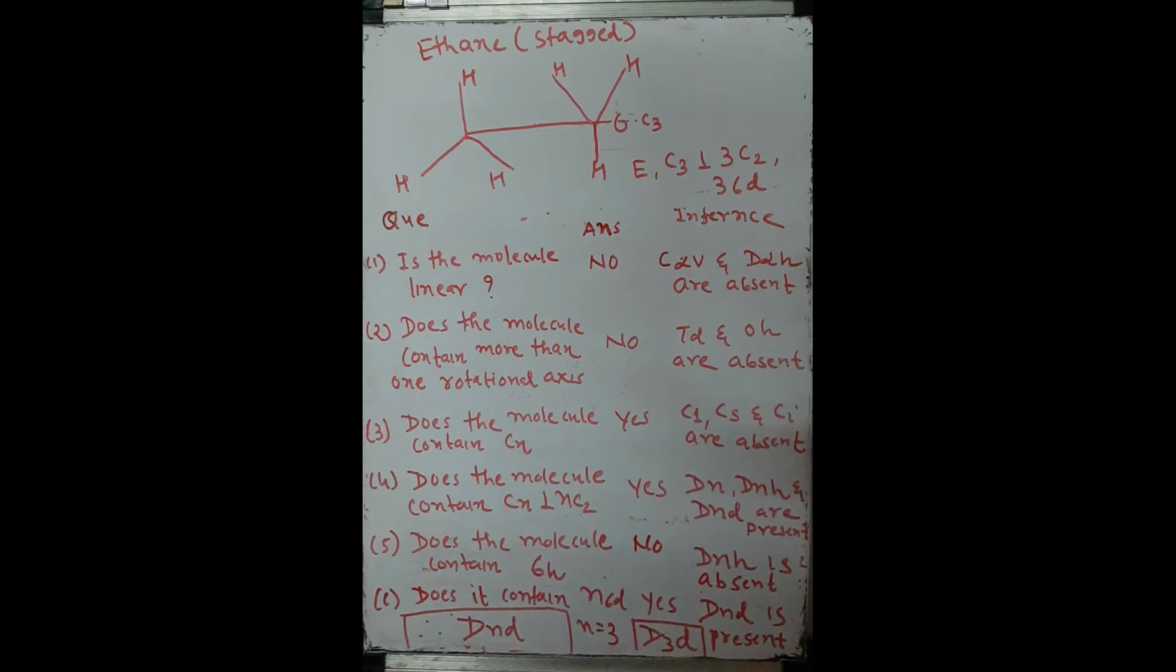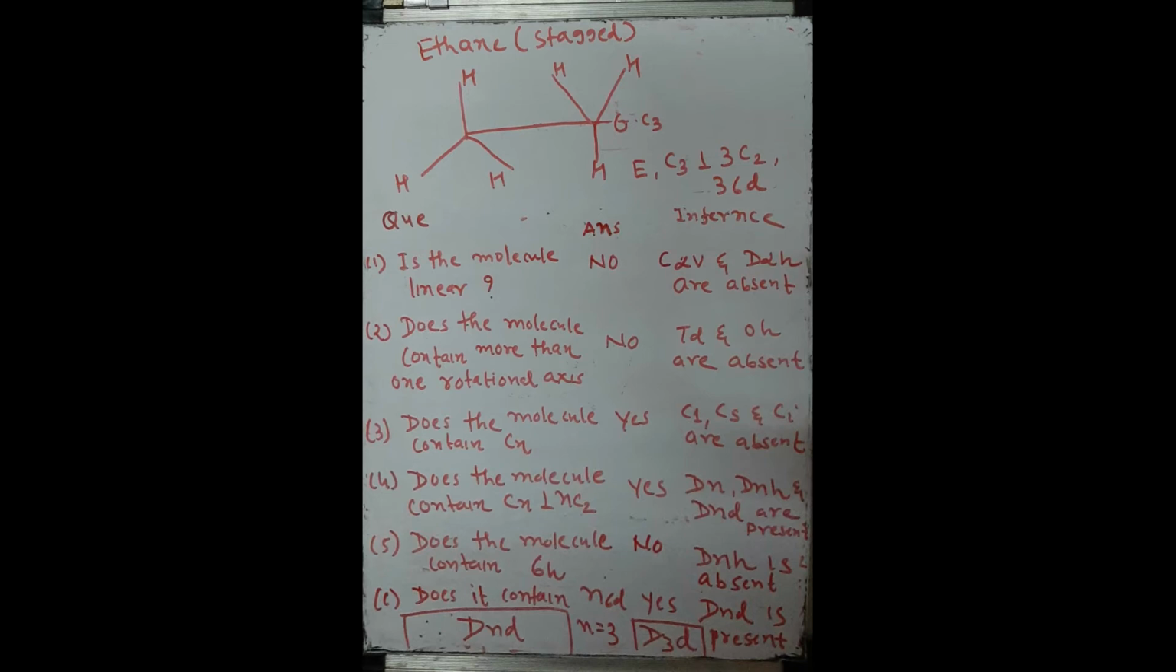Next let us find out point group of ethane, staggered ethane. As we have discussed earlier, staggered ethane contains E, C3, 3C2 and 3 sigma d. Now first question we are going to ask, is the molecule linear? It is having staggered structure, so answer is no. That means C infinity V and D infinity H are absent.